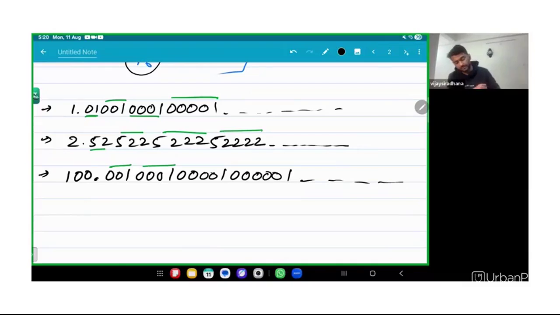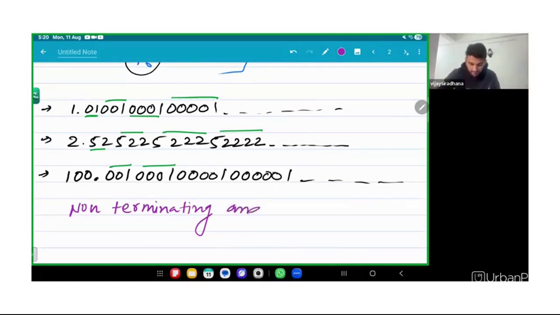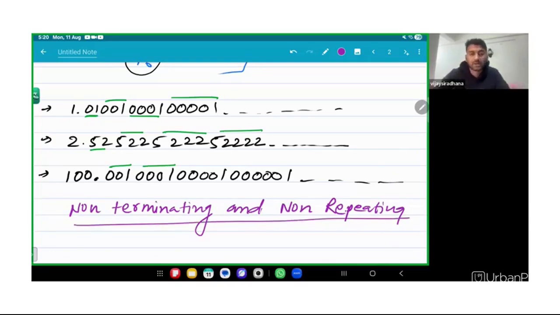So non-terminating, and the second thing is that they are non-terminating and non-repeating. They are not repeating as well, right? They are not at all repeating. So now come to the conclusion part: if this is what the thing is, then what will be the conclusion of these things?